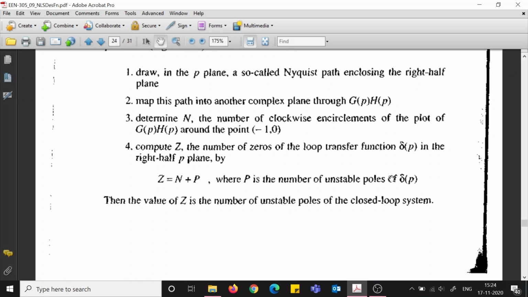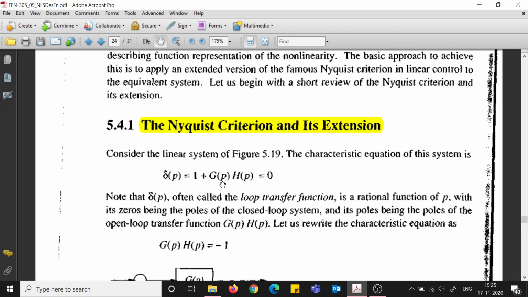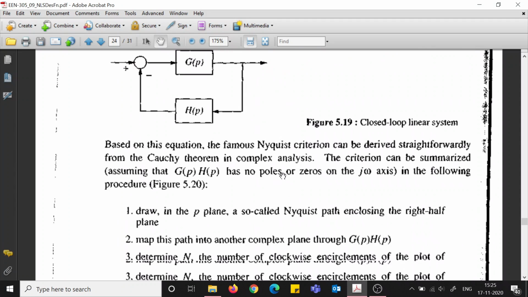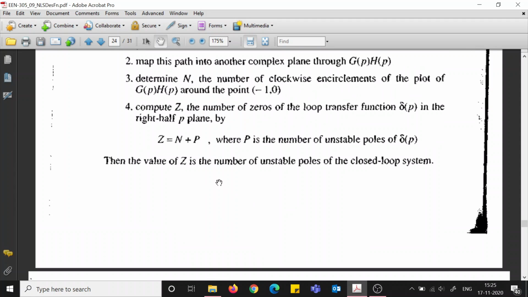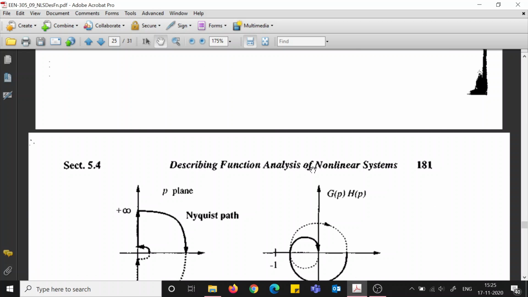The unstable poles of delta P. So delta P is the loop transfer function and Z is the unstable zeros of the closed loop system. So Z is the number of zeros of the delta P, and delta P is the characteristic equation of the closed loop system. So this Z becomes the number of unstable poles of the closed loop system. So that is how we ascertain the stability of the closed loop system using Nyquist criteria.